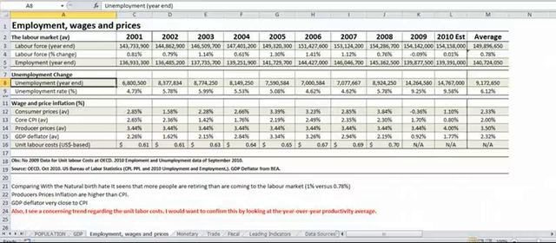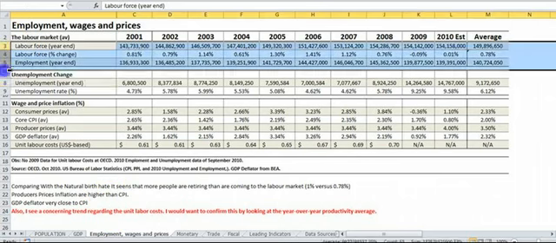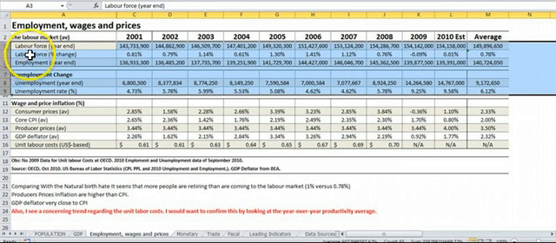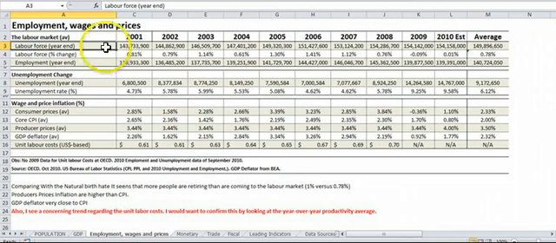Hello everyone. This video is going to help you with some techniques to analyze the employment data. So under the employment, wages and prices tab, we're going to be focusing on these statistics right here. I'm going to be using the example from a previous student because all of the data is here. And let's take a look at labor force.